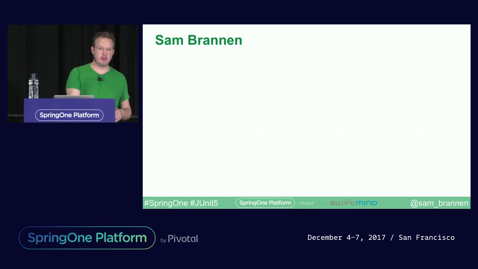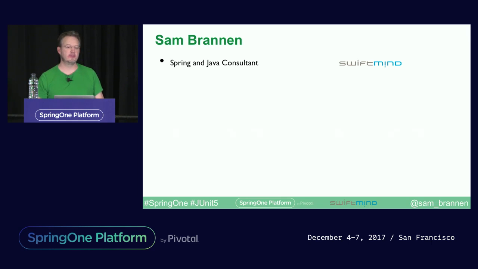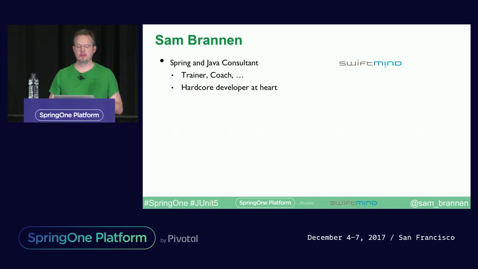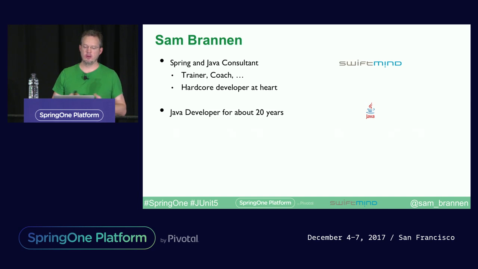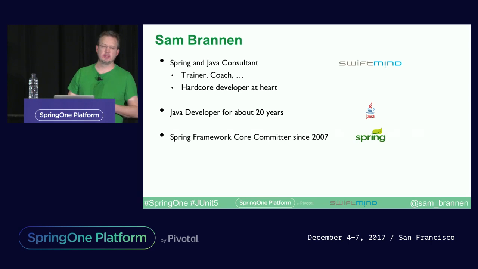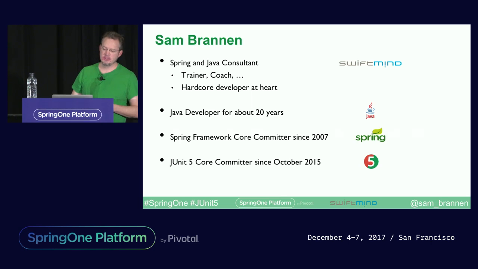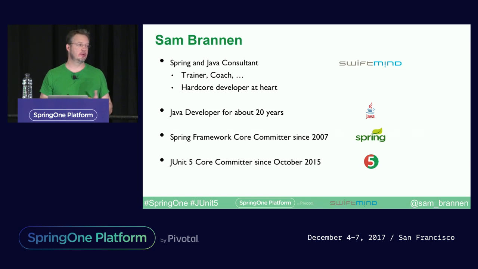My name is Sam Brannen, and I'm a Spring and Java consultant at a company called Swiftmine in Zurich, Switzerland. I'm a trainer and a coach, but a hardcore developer at heart. I've been a Java developer for about 20 years, as well as a core committer for the Spring framework since 2007, when I took over the testing support and rewrote or invented the Spring TestContext framework, which you might perhaps be familiar with. And since October 2015, I've also been a core committer for what we call JUnit 5.